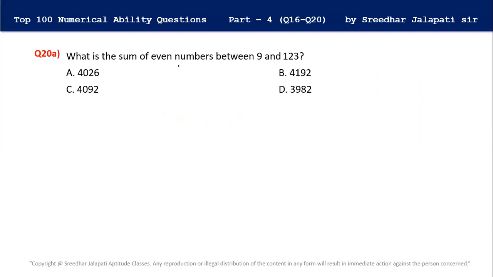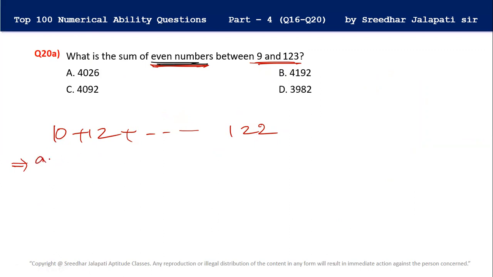What is the sum of the even numbers between 9 and 123? First of all, what are the even numbers between this range? Starting 10 and then 12, so on up to the last, 122. Obviously, you cannot write all the even numbers and add, because that is a time-consuming method, a tiresome job. So let us apply some common sense here. You can apply the arithmetic progression concept.